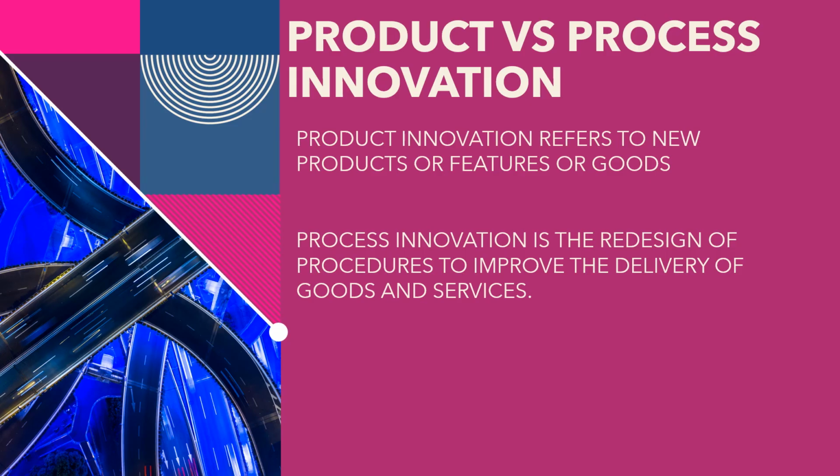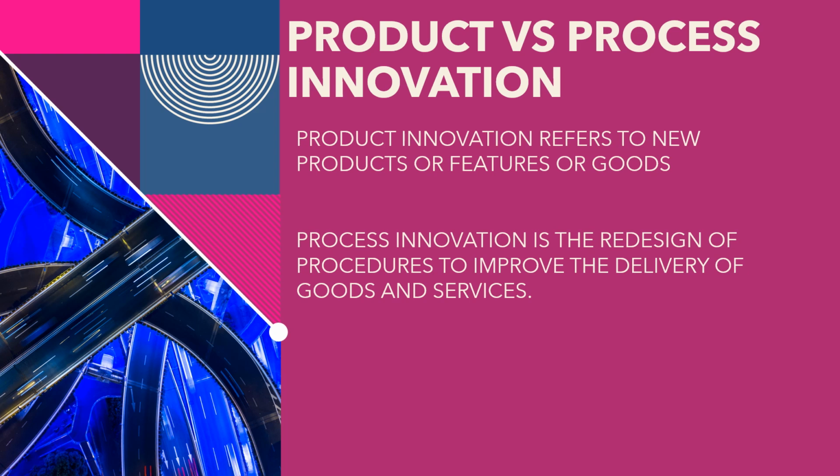When it comes to product innovation versus process innovation, product innovation refers to new products or features, while process innovation is the redesign of procedures to improve the delivery of goods and services. For example, the Apple iPhone represents product innovation, where a new product with advanced features is introduced in the market. We may see the iPhone 14, 15, 16 and many more coming in future as well. Every time they bring new features and redesign themselves.